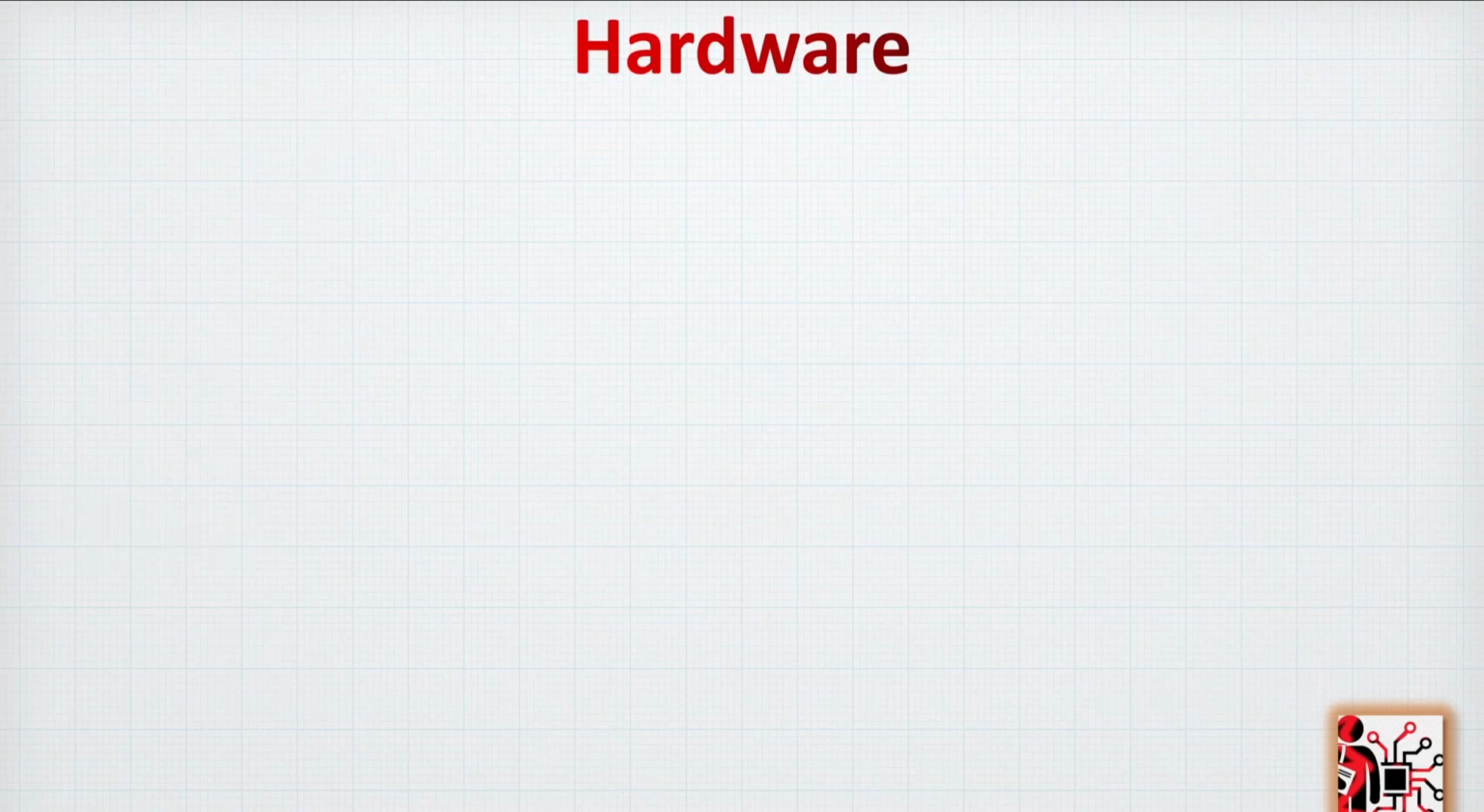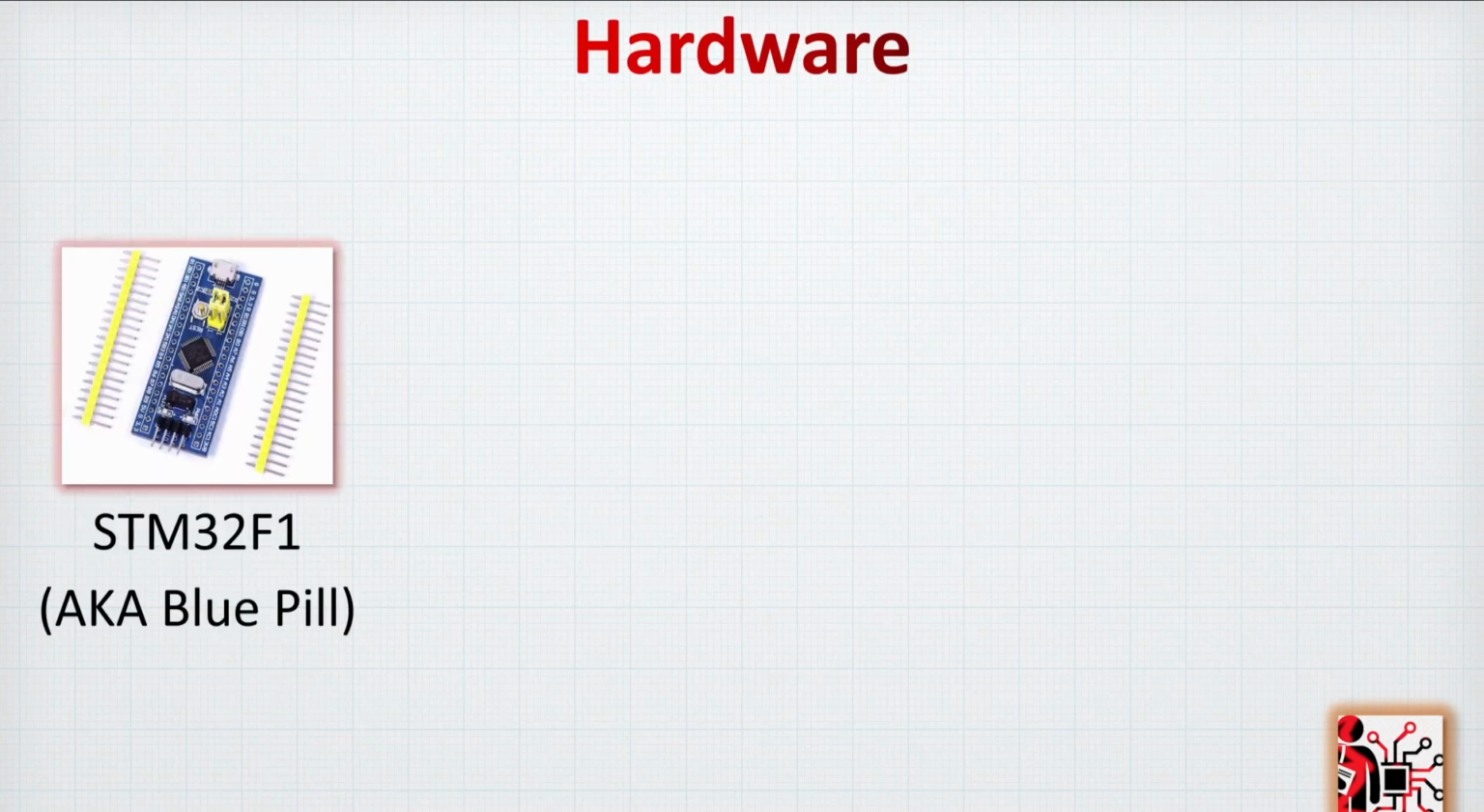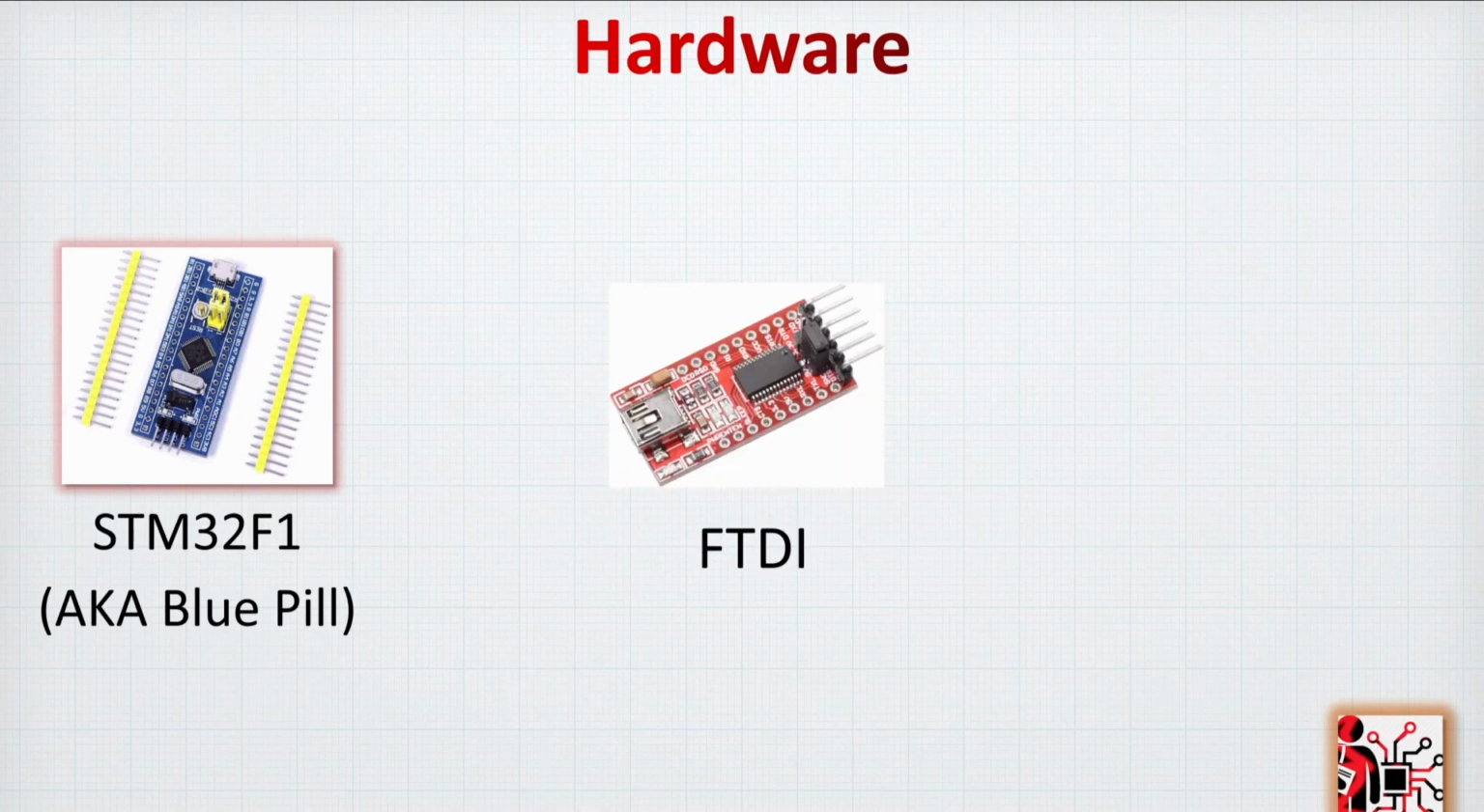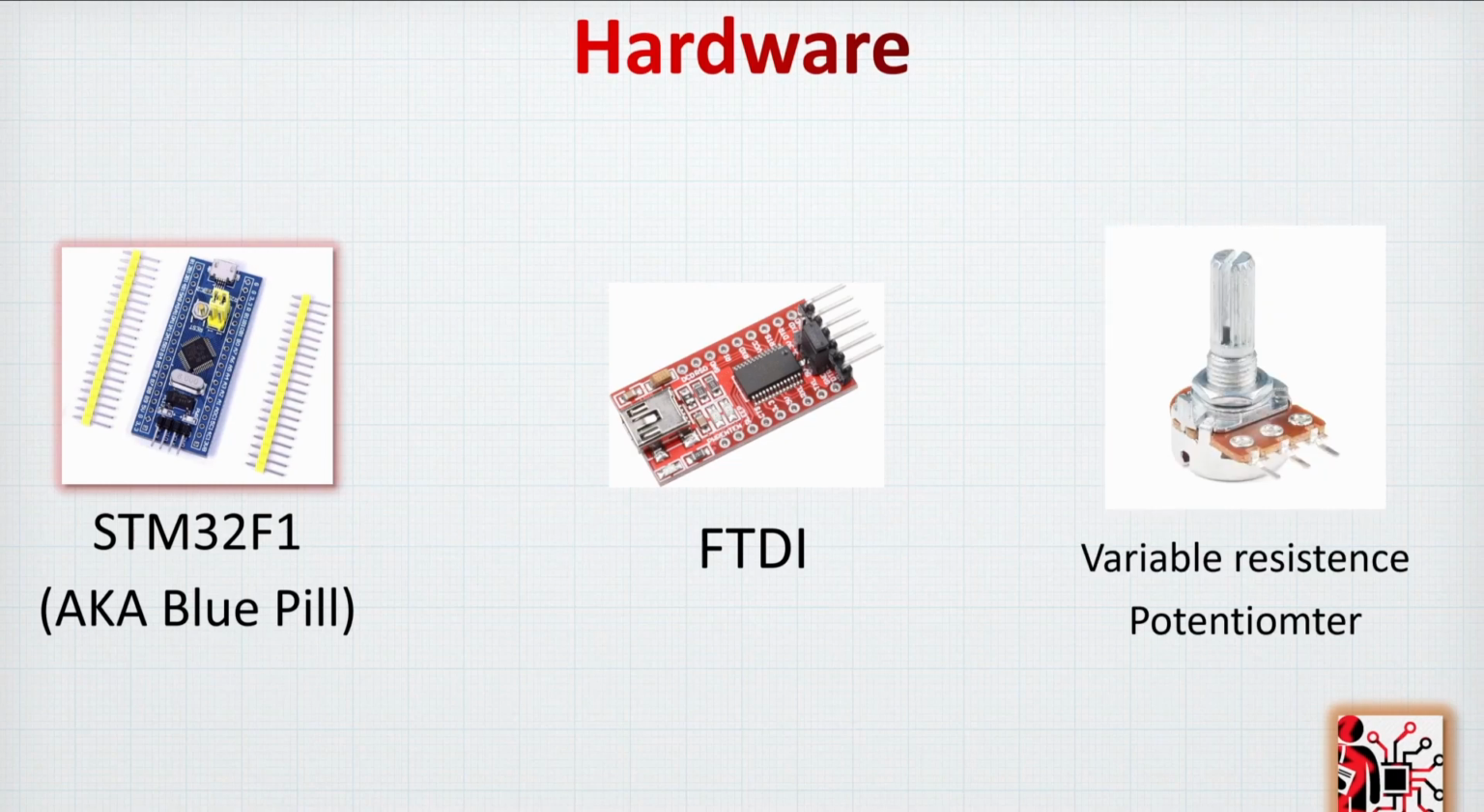So from a hardware perspective, we are going to use the STM32F1 based board, which is aka the Blue Pill, and the FTDI to interface the UART communication with the computer. Finally, we use a variable resistance or a potentiometer.